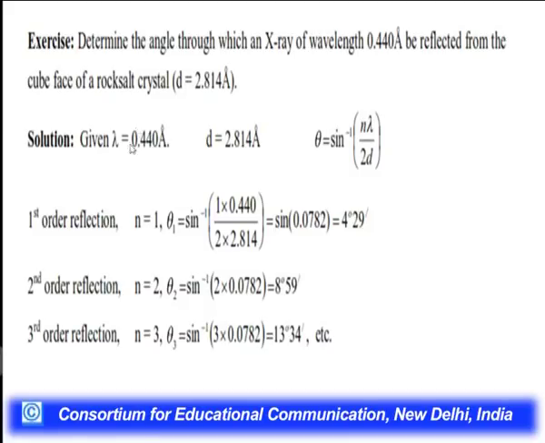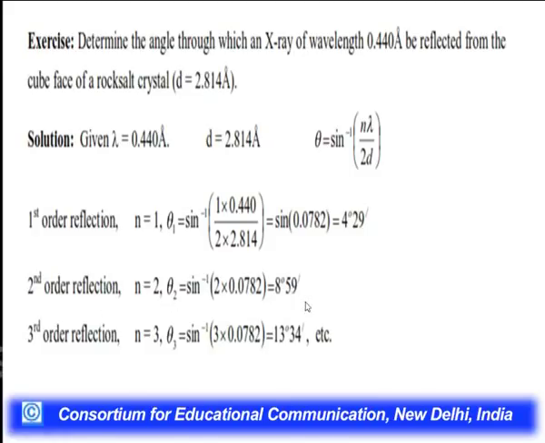We can write it as theta = sin inverse of n lambda by 2d. For the first order, n will be 1. Then theta 1 is equal to sin inverse. We put these values in this equation and we get sin theta = 0.0782, and the value is 4 degree 29 minute. For the second order, n will be changed from 1 to 2.